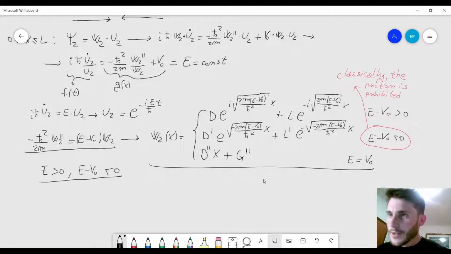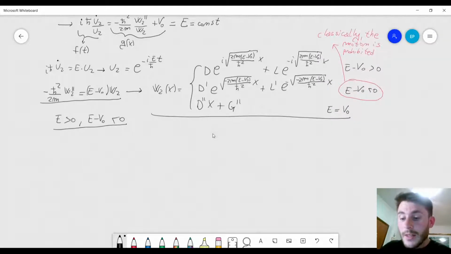Last time we solved the Schrödinger equation for the second zone, and this is the solution. Now we have to solve the Schrödinger equation for the third zone. But you can easily understand how to write down the solution in the third zone, because we have already solved the Schrödinger equation in the first zone, and the form of the equation is just the same in the third zone, because the potential there is just equal to 0.